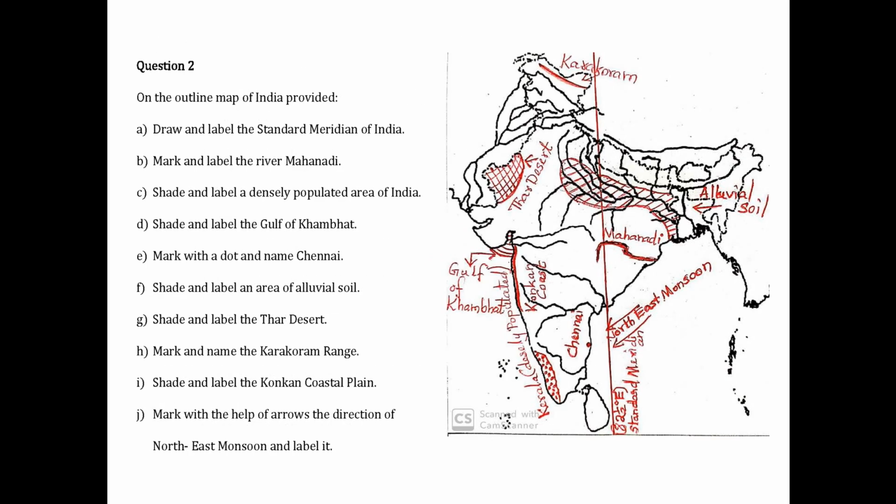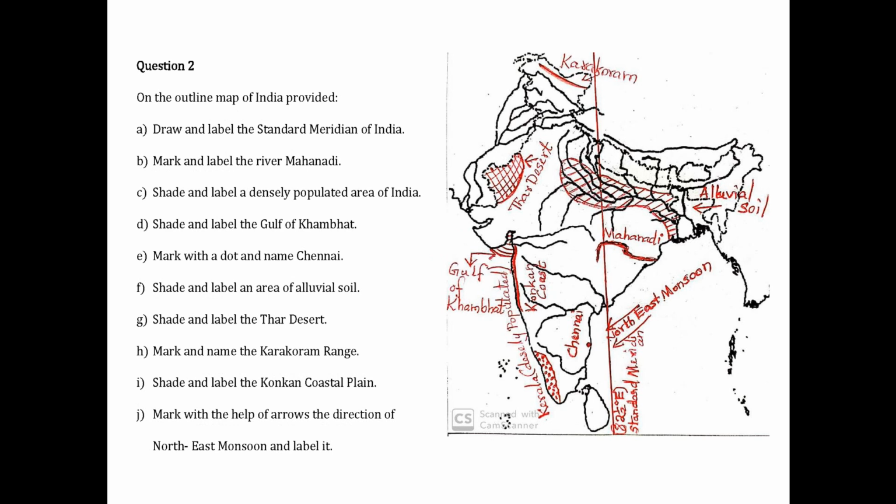Question 2. On the outline map of India provided, draw and label the standard meridian of India. Mark and label the river Mahanadi. Shade and label a densely populated area of India. Shade and label the Gulf of Khambhat. Mark with a dot and name Chennai. Shade and label an area of alluvial soil.